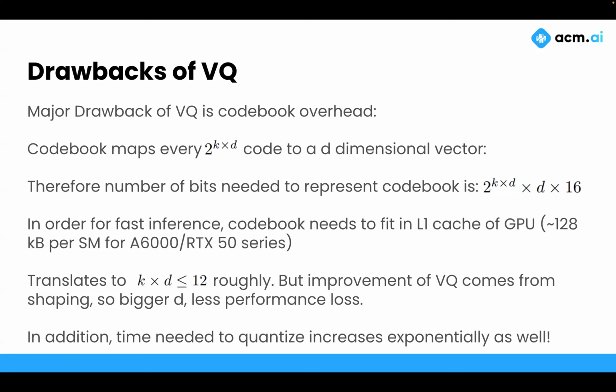An additional point is that because there are 2 to the k times d codes, for each d-dimensional vector we're quantizing we have to search through all 2 to the k times d codes. Therefore, as d increases, the quantization time also increases exponentially.